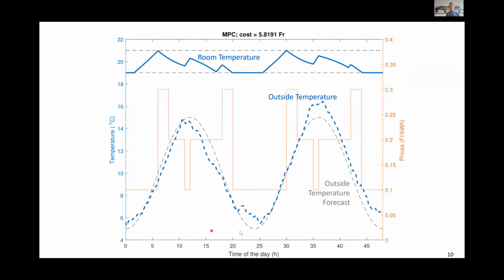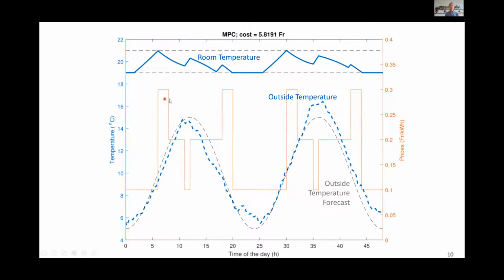You see that I did it over a period of 2 days. The horizon was also 2 days, if I remember well. And I'm showing here several curves. I'm showing here the room temperature. Here the dead band is between 19 and 21 degrees. We see here that the soft constraint was very successful. The room temperature was never outside the bands. I'm showing here also the forecast. So the forecast is the smooth dotted line here. As you can see, it's not very fancy. And the true temperature varies from the forecast. The second day was above, and the first day it was fairly closely matching the forecast.